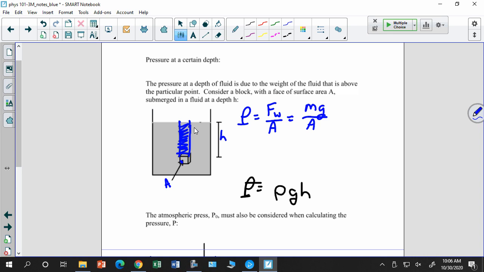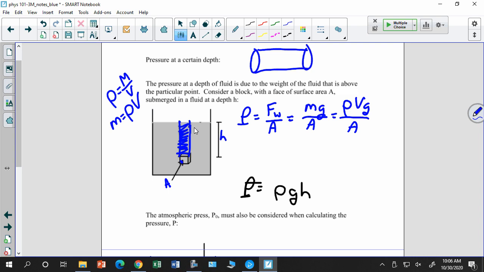But because rho is equal to m divided by V, I can substitute m equal to rho times V. So this would be rho times V times g divided by A. In general, if I have a three-dimensional object and I want to find its volume, I multiply its area times its length. I'm going to call it its height. The volume is equal to area times height, right? The volume of a cylinder is pi r squared, that's the area of the face, times the length. So it's pi r squared h.